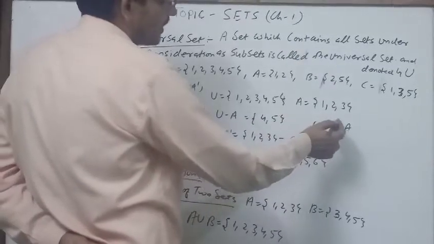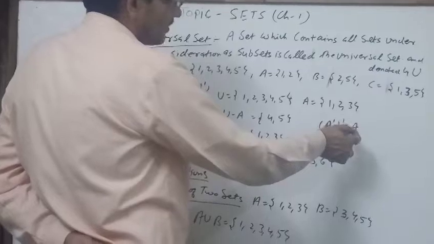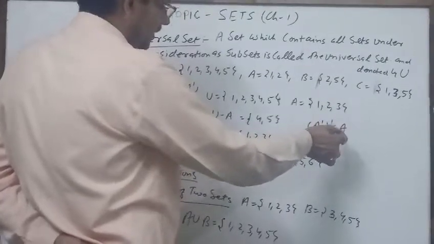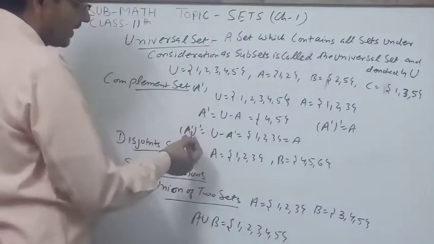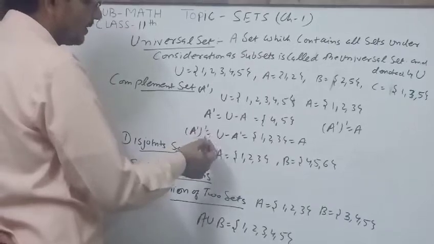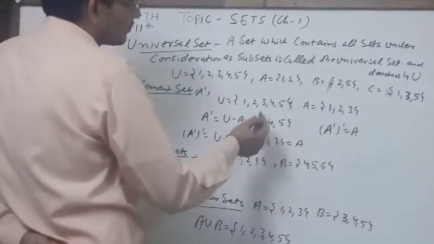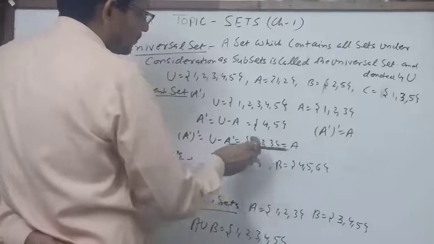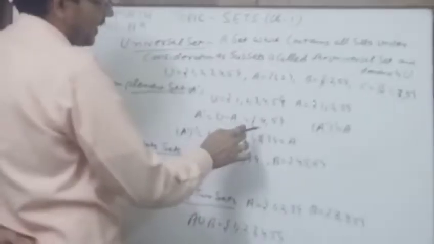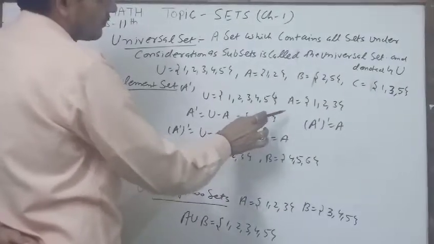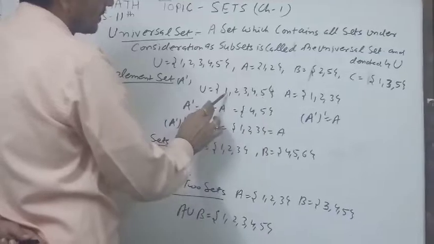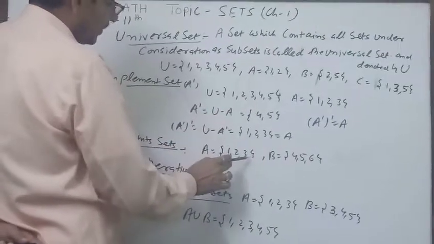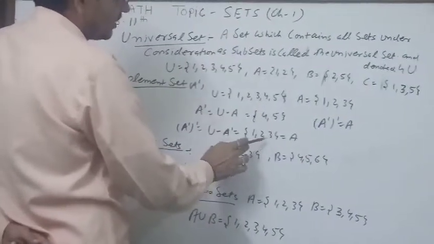And the complement of the complement is again the original set A, right? Like A dash dash, complement of complement. Those elements which are not in A dash are 4 and 5. If we drop 4 and 5, what is left? 1 2 3, right? Which is equal to A, right?